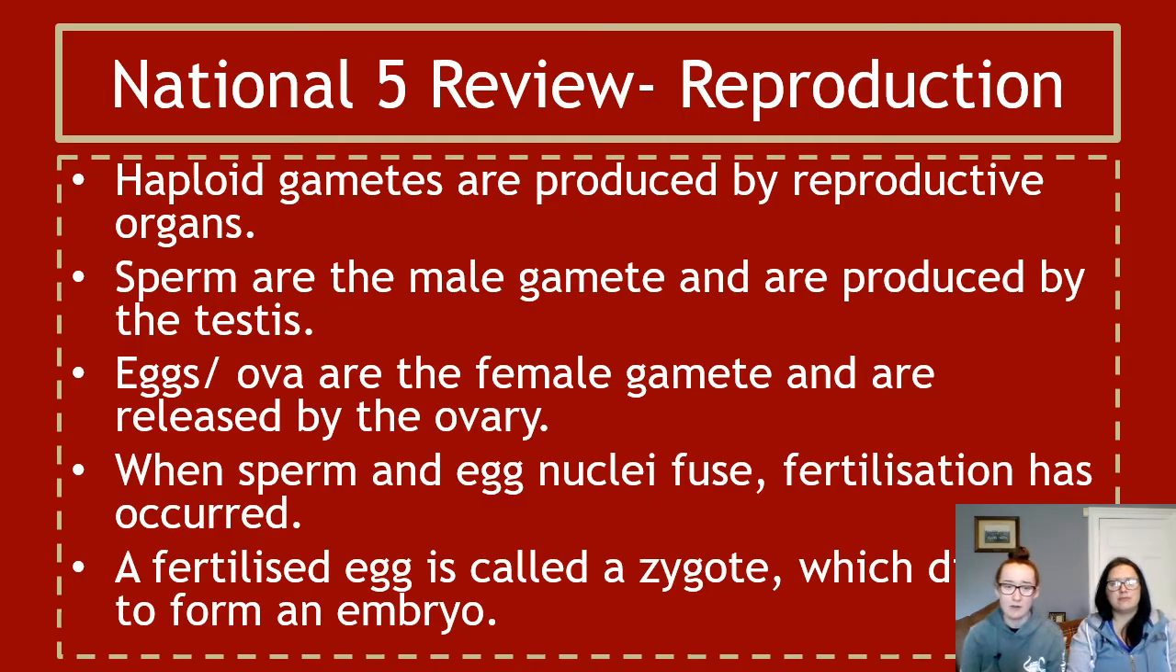The sperm is the male gamete, it's produced in the testes. The eggs, which we are now also going to call the ova, are the female gametes, and these are released by the ovary. When the sperm and the egg nuclei fuse, this is called fertilization. This means fertilization occurred, and this produces something called a zygote. And a zygote is the thing that starts to divide to form an embryo, which becomes a fetus, which becomes a baby, which becomes you.